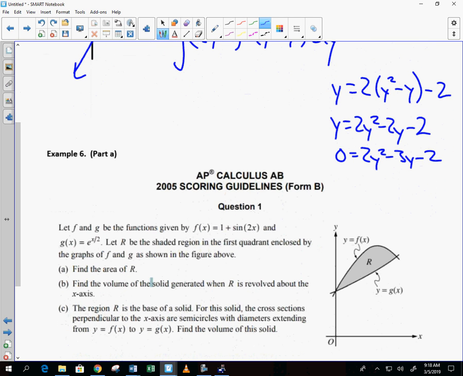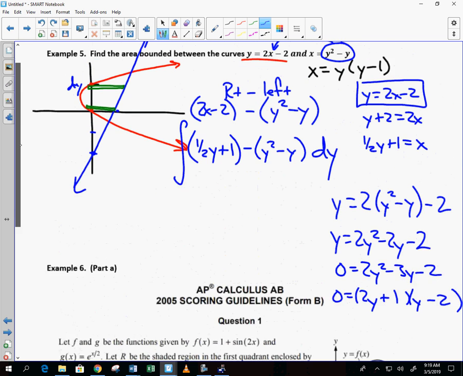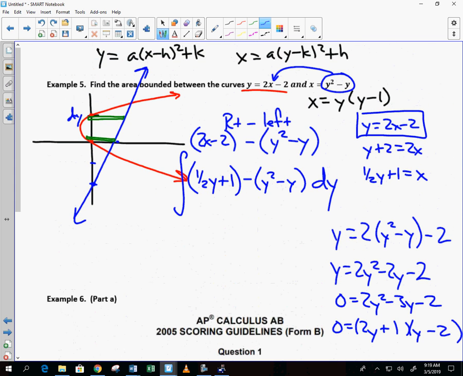Do you think that factors? 2y and y. Try a minus 2 there and a plus 1 here. What do you think about that? Does that work? So what are my y values for my solution? Maybe 1/2 and 2.